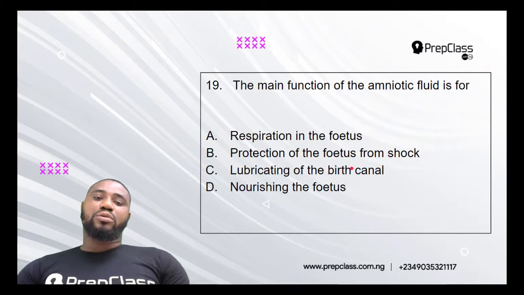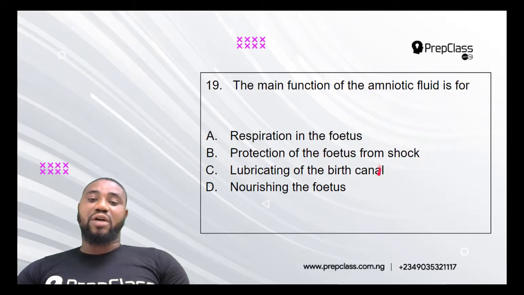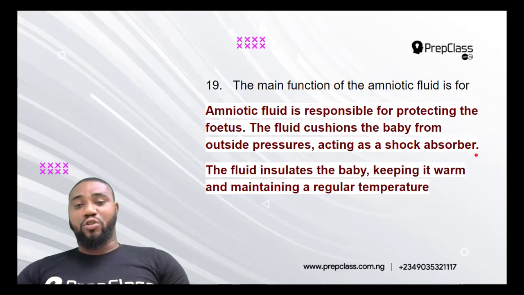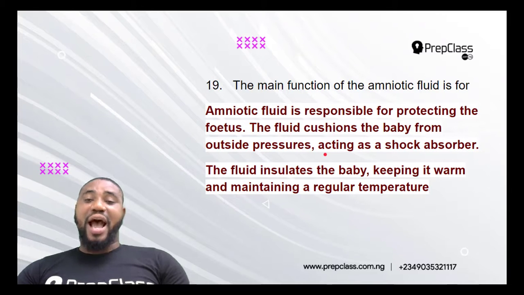So that colorless or pale yellow liquid that surrounds the baby, that the baby swims inside for months or weeks, is called the amniotic fluid. The amniotic fluid is responsible for protecting the fetus. The fluid cushions the baby from outside pressure, acting as a shock absorber. So that's the main function of that amniotic fluid. It protects the baby, acting as a shock absorber.